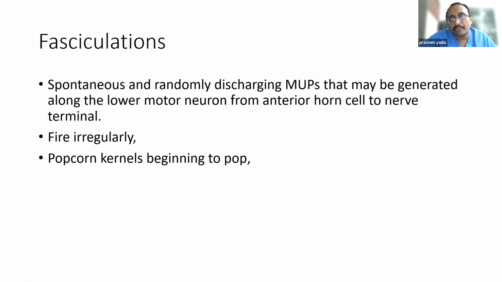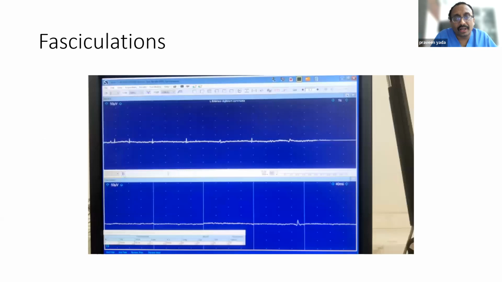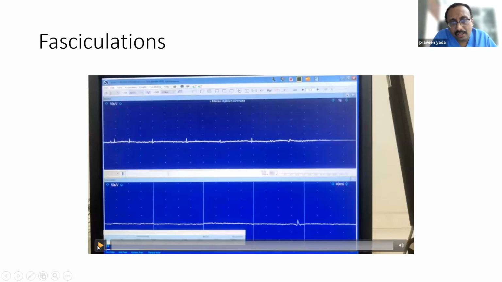When we come proximally, when there is involvement of the motor axon or the cell body, you will have spontaneous, randomly discharged MUPs that can be generated from any part, from the anterior horn cell to the axon. The feature is that it fires irregularly, like popcorn kernels which have started to pop. Fibs you cannot see, but when you see a fascic, you can definitely see an undulation on the skin, suggesting a contraction going on. This is a classical fascic.